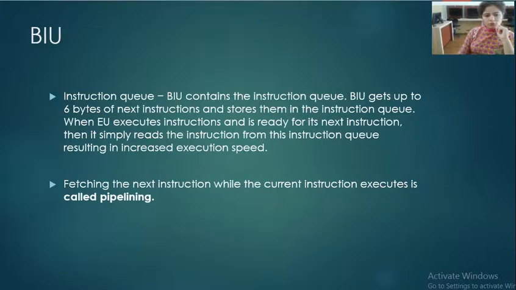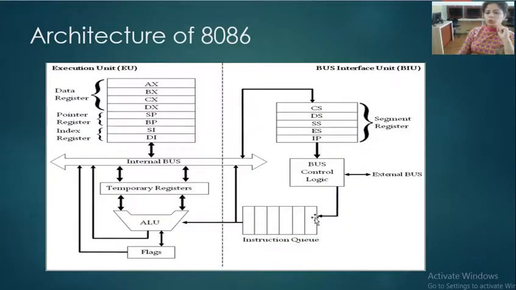Okay. So next is instruction queue. What is instruction queue in 8086? See, this is the instruction queue, where the BIU stores all the instructions after fetching them from the memory or input output.